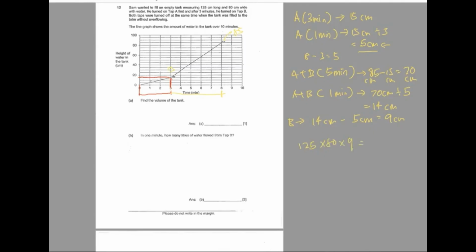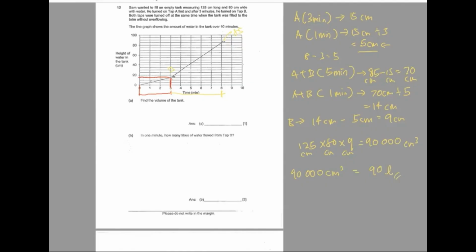That's the water level that rises in 1 minute. So the answer is 90,000 cm cube. The question was in liters? Oh, how many liters? So convert to liters. So it's 90 liters.